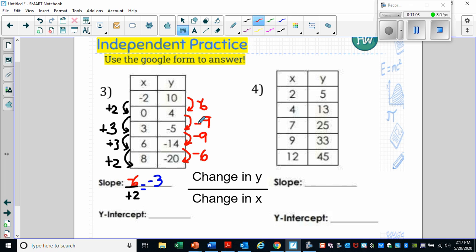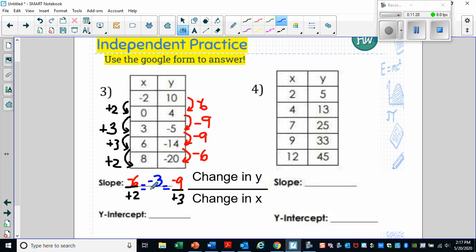Similarly, from -9, that was our change, and we went -9 divided by +3. That's also equal to -3.